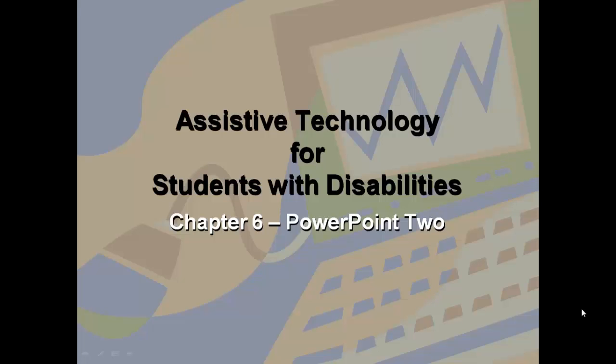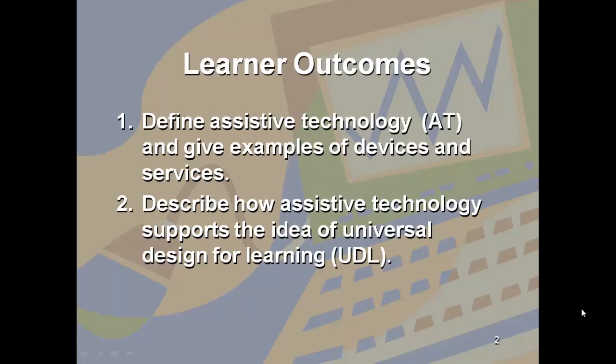Assistive technology for students with disabilities is a very rapidly growing field. This is the other PowerPoint 2 for Chapter 6. So the idea of defining assistive technology and giving examples of devices and services is going to be important for you as you work in your classrooms and/or therapy settings.